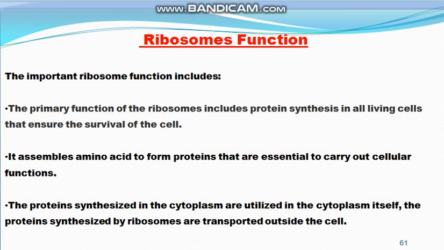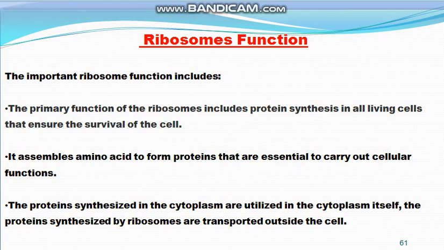Then we come to the function of the ribosomes. What is the main function of the ribosome? The primary function of the ribosome is protein synthesis in all living cells, which ensures the survival of the cells, because only if proteins are present can a living cell survive. The ribosome assembles amino acids to form the proteins that are essential to carry out cellular functions.